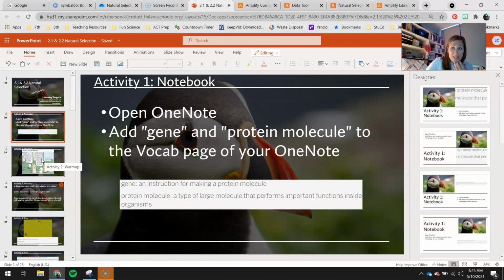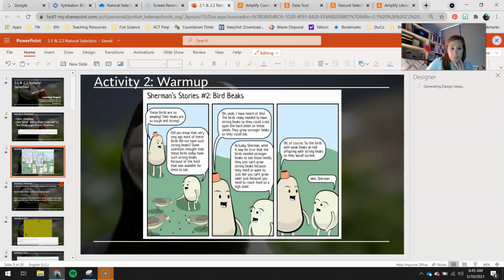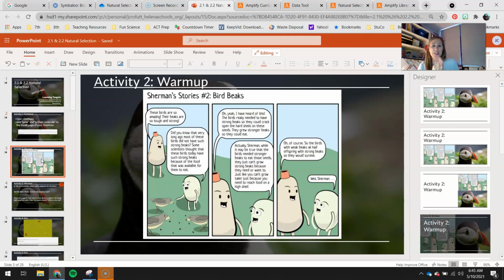All right, let's move on to our warm-up. So you guys have seen some of these before. This is a little Sherman story for you guys. This talks about bird beaks and kind of ties in with the lab that we did last week, where you guys had different bird beaks and got to see how successful you were at eating certain types of food. Okay, so you guys can see what old Sherman and his little fedora, or whatever those things are called, is up to.